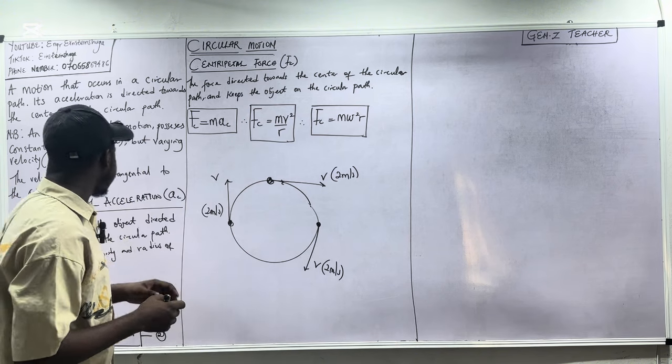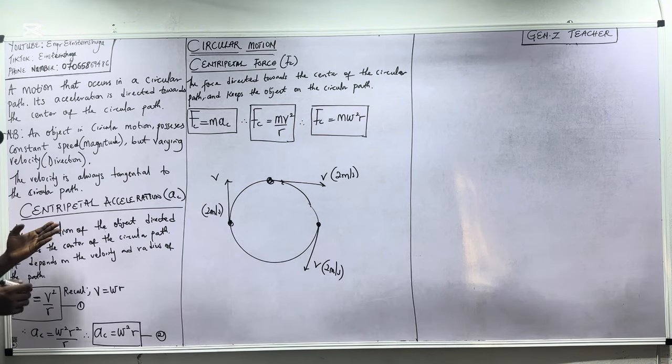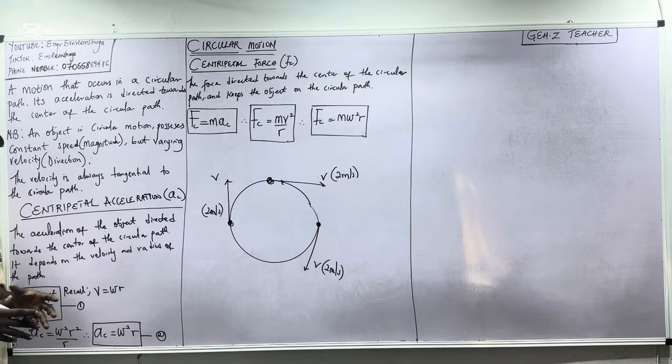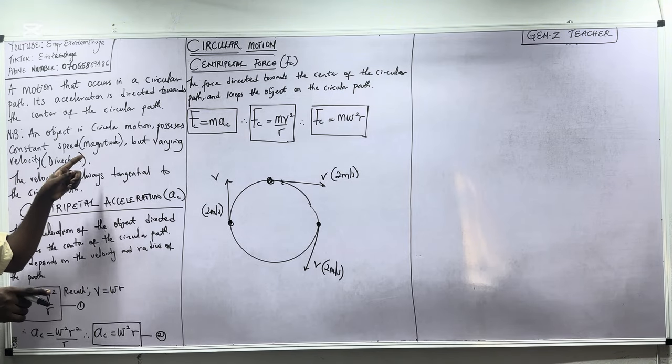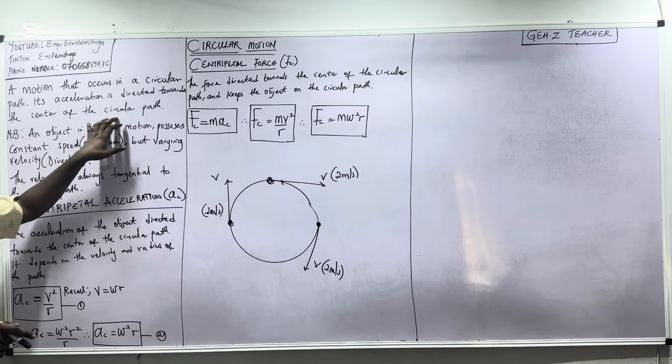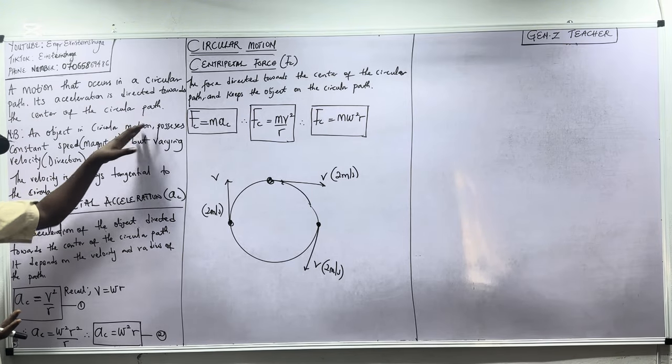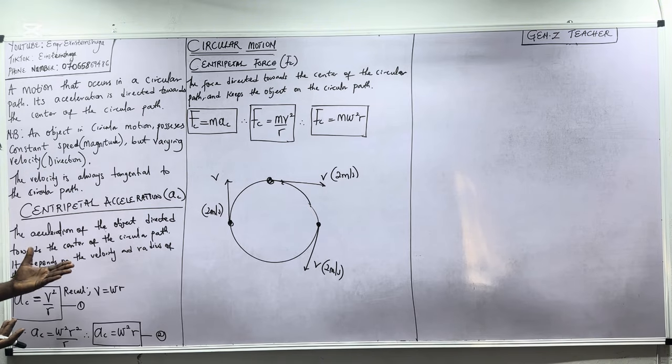Now moving on, we then said that there's something we call centripetal acceleration. Now what is this? Basically, it is that acceleration of that object that is directed towards the center of the circular path. So that's what we call a_c, and it's equal to v squared over r. It depends on the velocity and the radius of the circular path. So it's v squared over r.